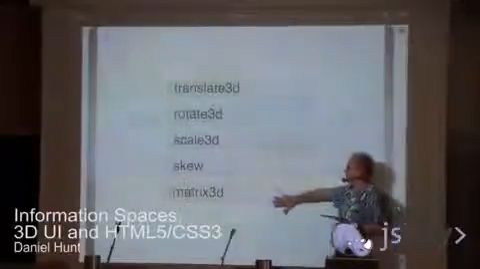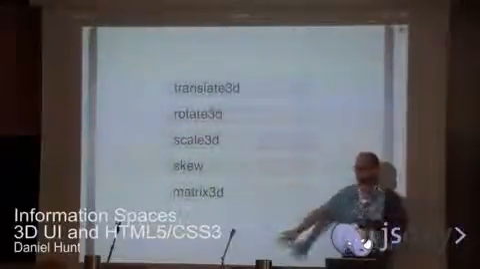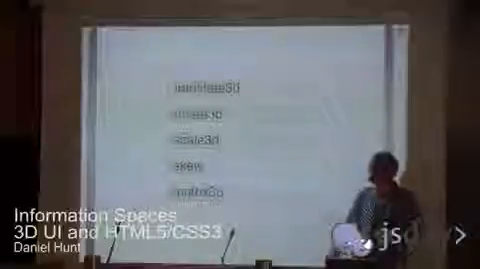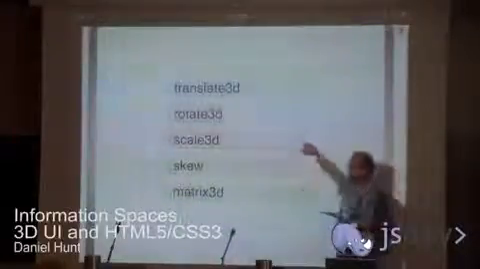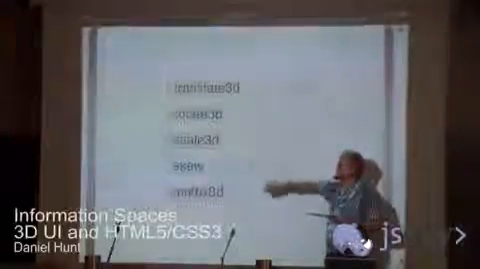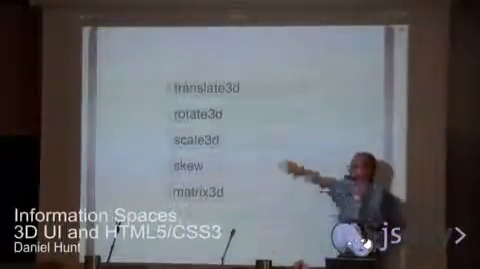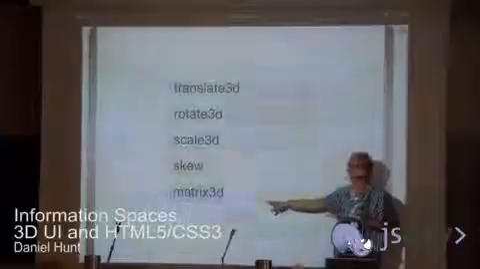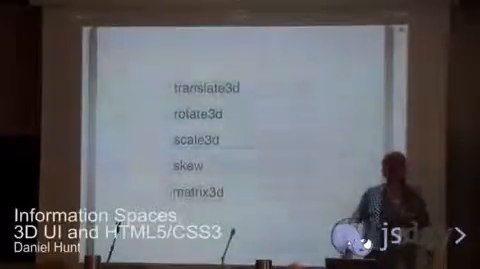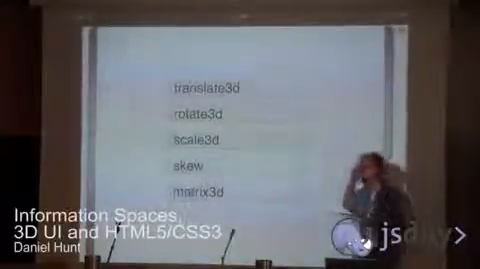And the last one here is probably the most misunderstood, which is the matrix 3D, which is a 4x4 matrix. All of these are actually this, okay? If you do a get computed style, after you set one of these properties, you're going to read back a 4x4 matrix. So that's important to understand.